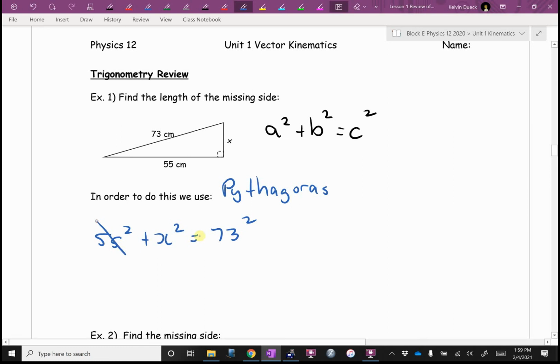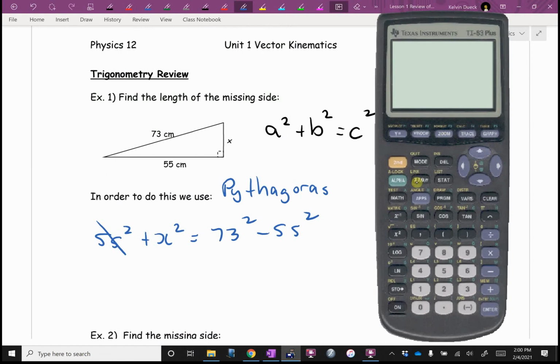Everybody cross that out and go minus 55 squared. That's an x squared by itself. How would I get rid of said squared? So I'm going to go to my calculator and I'm just going to go 73 squared minus 55 squared equals, square root, answer button. This might work out evenly. Usually they won't because I don't care enough to make them work out evenly, but I think this one does. What do you get?